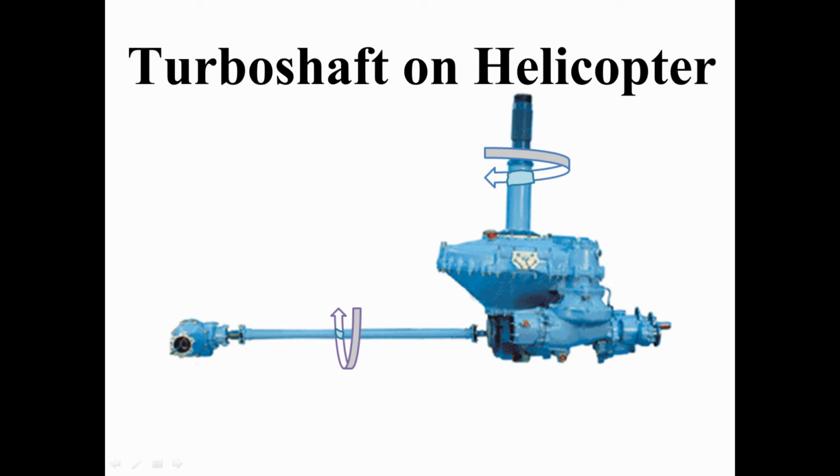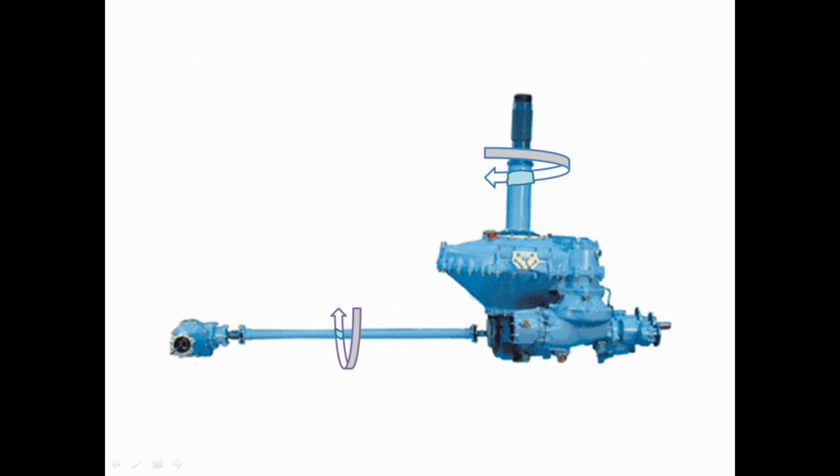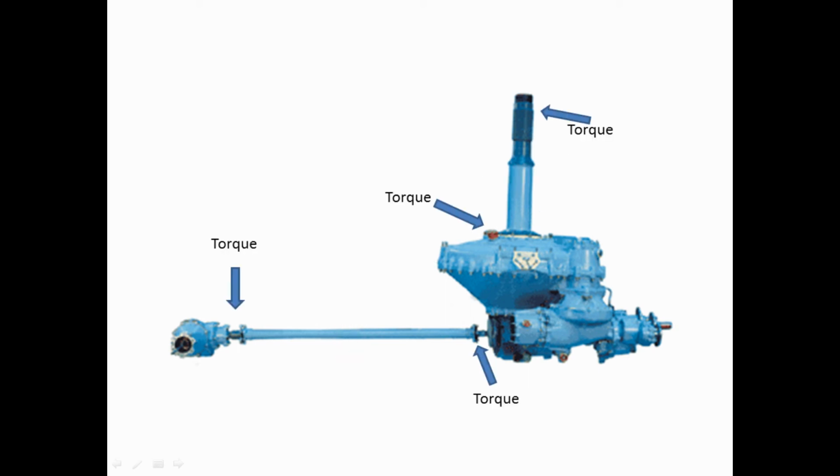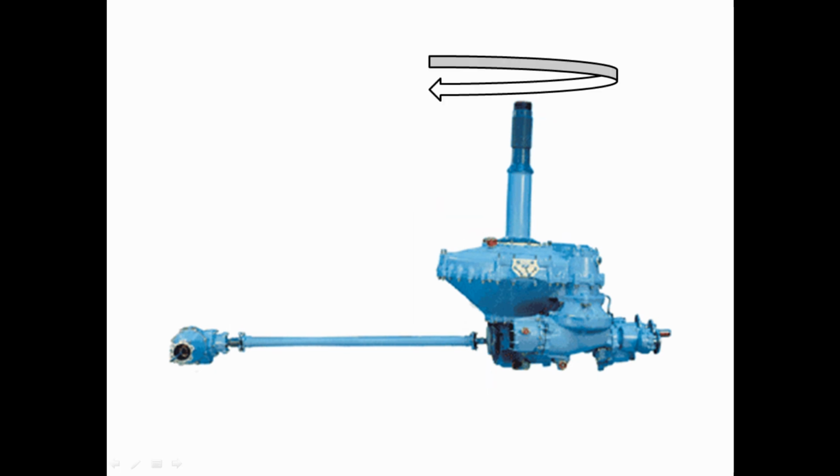This is found in the helicopter. When the torque is applied on the shaft of the turbo shaft, it will produce torsion in this place and above. When the torsion is produced, it will create a twisting force, which will rotate the helicopter blade.